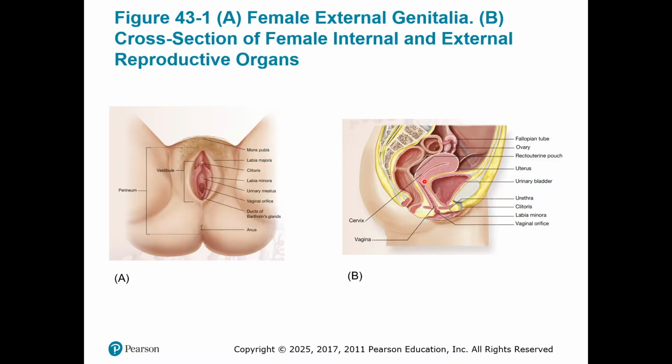Here's the urinary bladder. And you can see too here when the uterus is enlarged, that's why it puts pressure on the bladder. And that's obviously why pregnant females have to urinate so much, because of the pressure that's placed on the bladder.